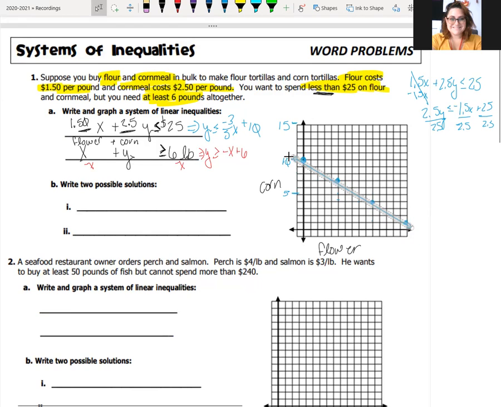So our line should look something like that. And now we're going to graph our red one. And this says to start at 6, and again, go down 1 over 1 every time. And that is also a solid line because it says it equals.